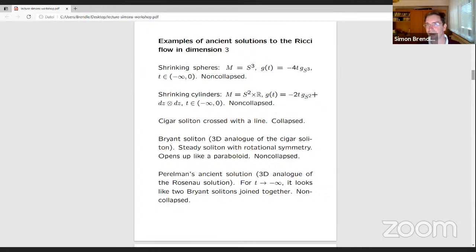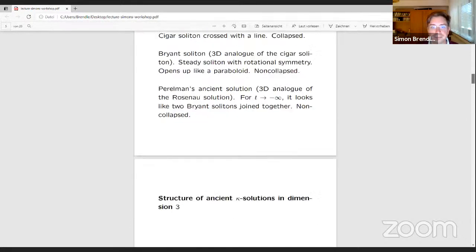But the radius of the cylinder will be very large depending on time. And so this is non-collapsed, and maybe that's not too surprising, because S2 crossed with an interval is non-collapsed, and so is the Bryant soliton. The ancient solution found by Perelman you can sort of think of as being made up of these pieces. I should say that it's rotationally symmetric. Both the Bryant soliton and Perelman's ancient solution are rotationally symmetric.